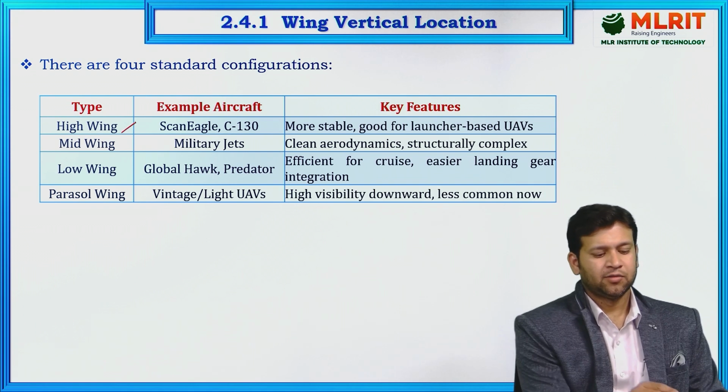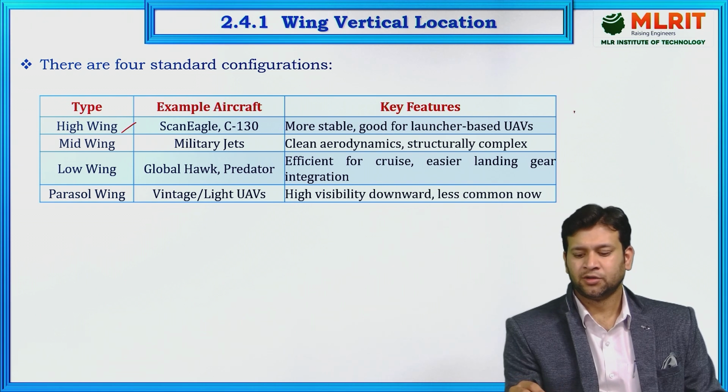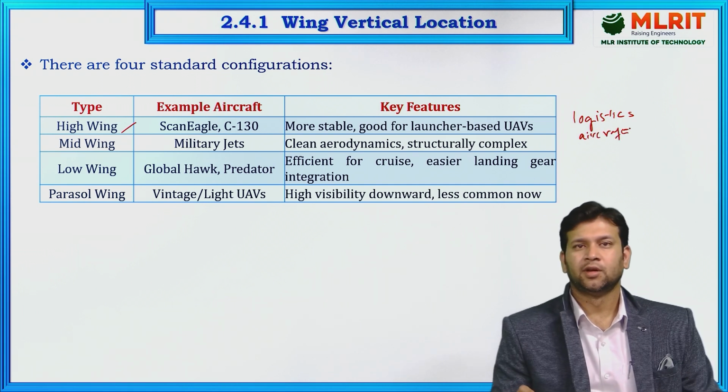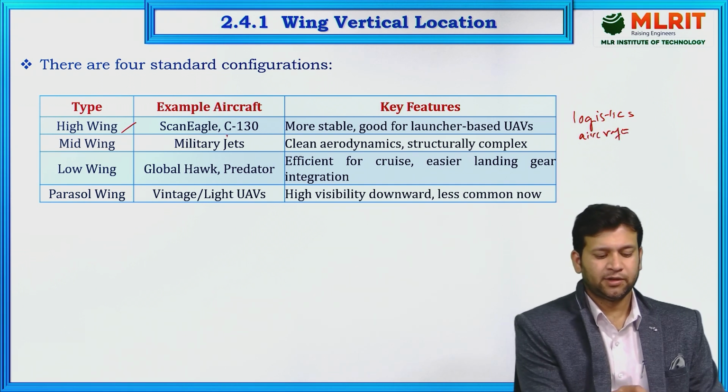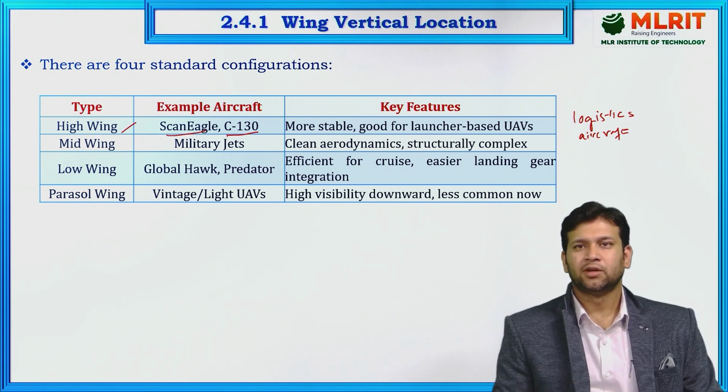High wing. Mostly this high wing configuration we will be using for logistics aircraft, for example C-130, Scan Eagle, which are more stable and good for launcher based unmanned air vehicles.